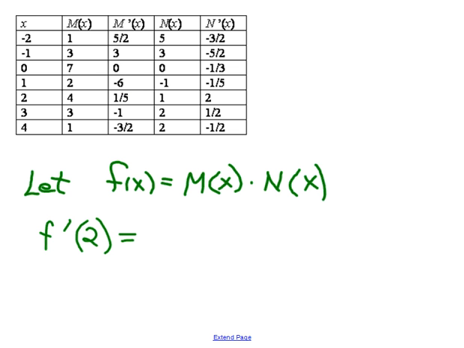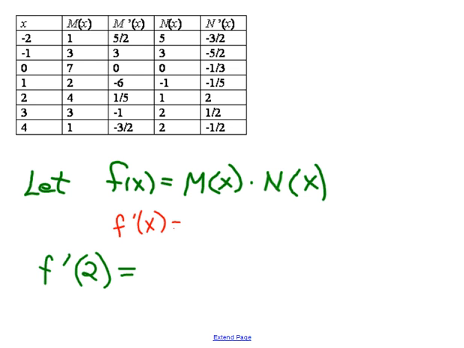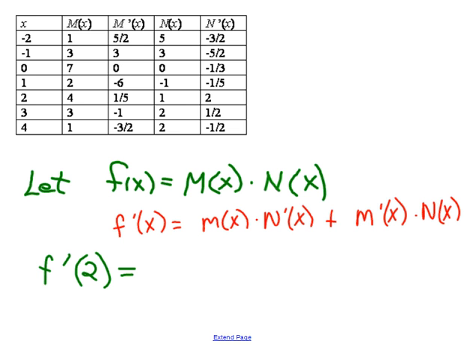Alright, so our first problem here is let f of x be m of x times n of x, and we want to find f prime of 2. So we first have to be able to take the derivative of f of x. And so what that's going to look like is our product rule, where we take one function times the derivative of the second function and add it to the derivative of the first function times the second function. All right, and if we're looking for f prime of 2, we want to do all of this evaluated at 2.